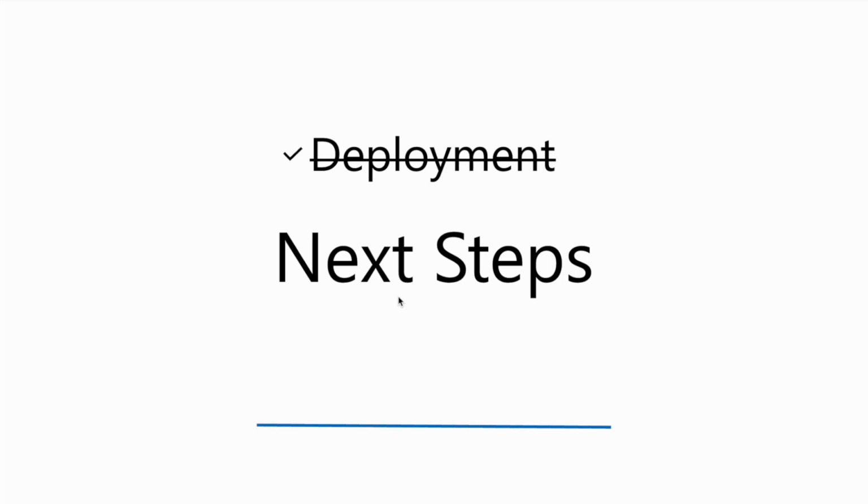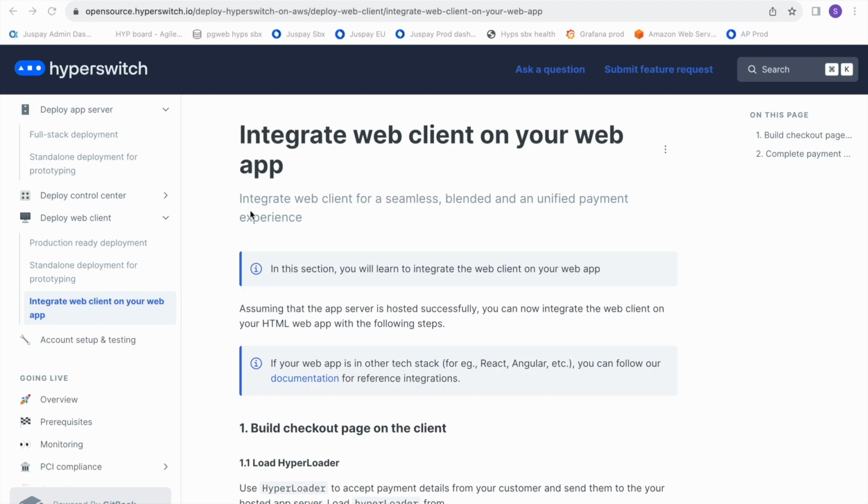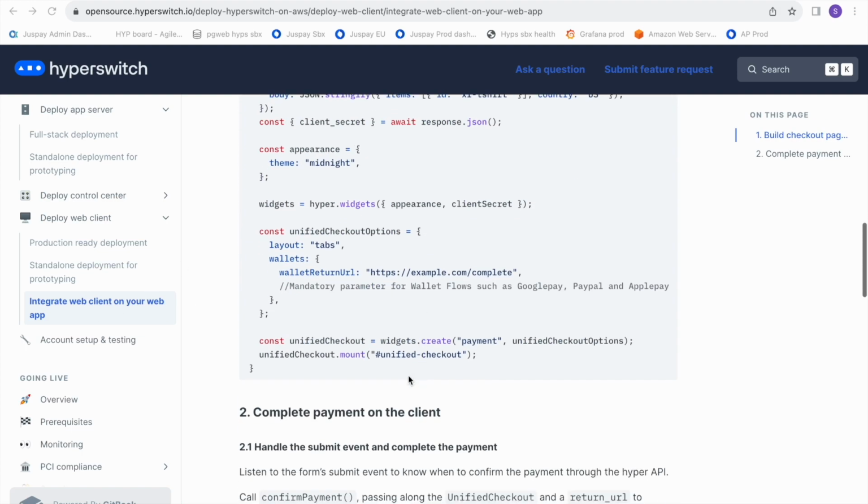So that's it. We have successfully deployed the entire Hyperswitch application in AWS. As next steps, you can try integrating our web client within your own website and make a payment from your own application. You can refer to the section in the doc for further details on how to integrate our web client within your own website.